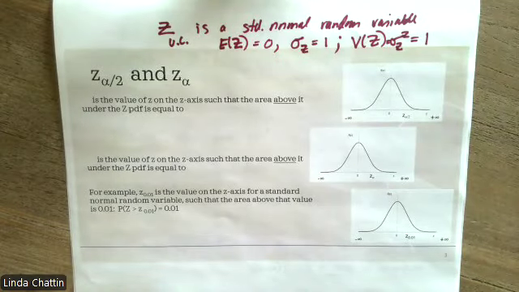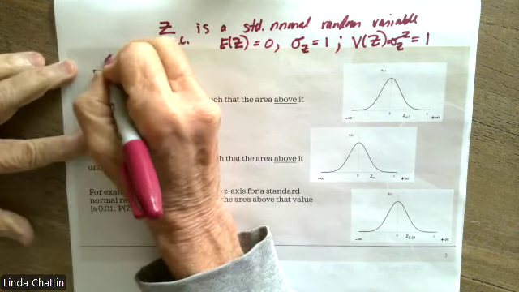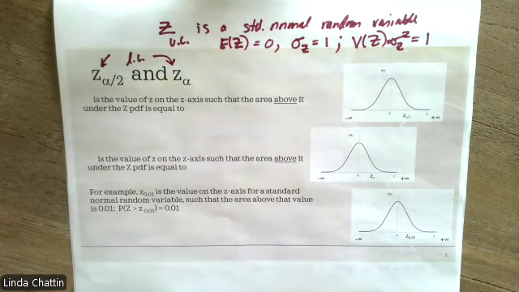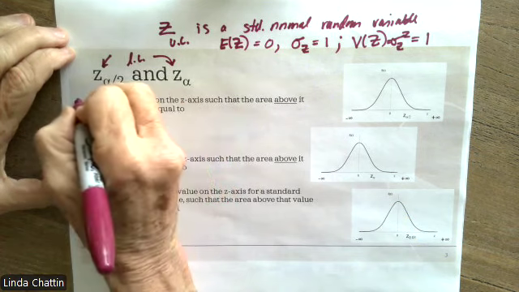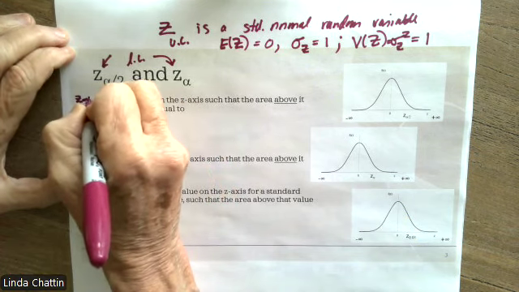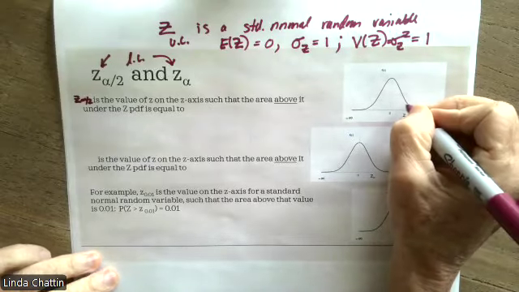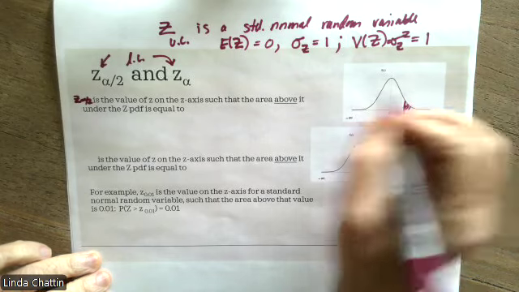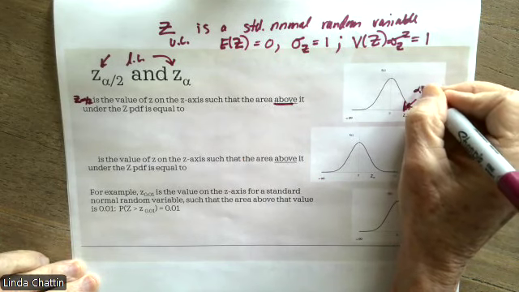Now, what you're going to see in this chapter is this notation. These are all lowercase because they are actual numerical values. Remember, if it's an uppercase, it's a random variable. If it's a lowercase, it's a specific numerical manifestation of that random variable. So when we see z sub alpha over 2 right here, that is the value on the z-axis right here, such that the area above it, and that's the key word there, above it, is equal to some value alpha over 2.